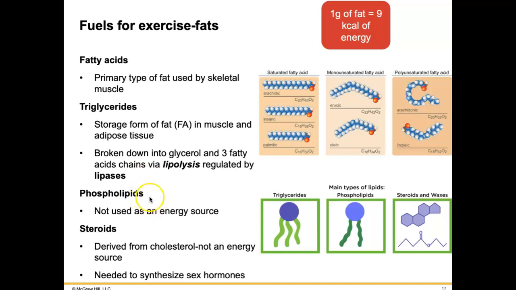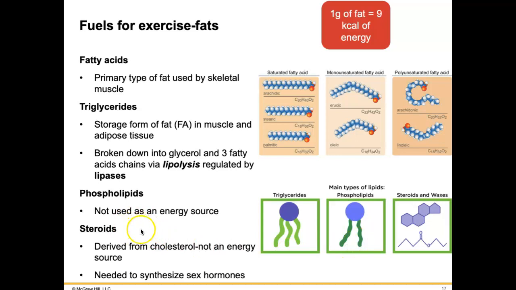Then we've got our phospholipids. Now, these are not really used as an energy source, but we do find them within every cell. We're going to have our phospholipids have its phosphate head, and then we've got the fatty acid tails here. They're going to help create that plasma membrane and keep structural integrity, and it also is going to provide insulating sheaths around our nerve fibers.